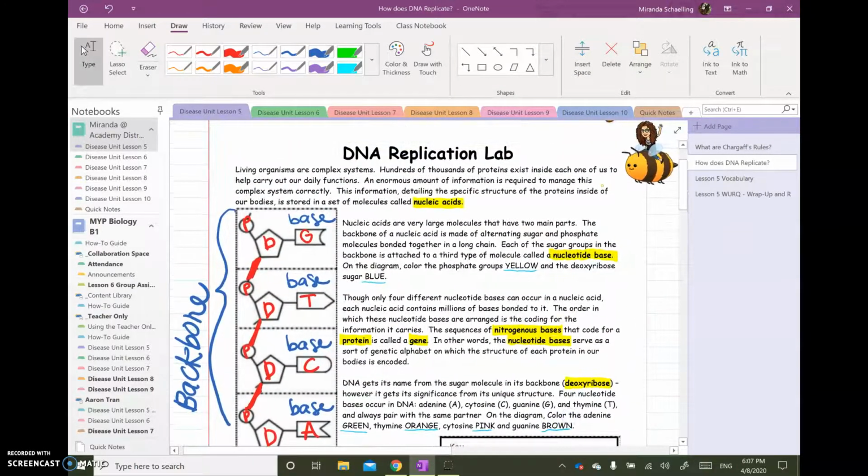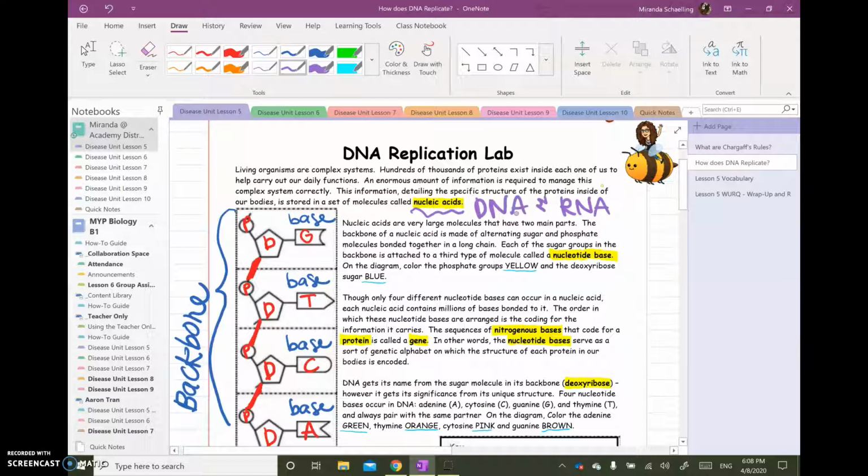All right, so living organisms are complex systems. Hundreds of thousands of proteins exist inside each one of us to help carry out our daily functions. An enormous amount of information is required to manage this complex system correctly. This information, detailing the specific structure of the proteins inside of our bodies, is stored in a set of molecules called nucleic acids. Nucleic acids are DNA and RNA. The NA in DNA and RNA stands for nucleic acid.